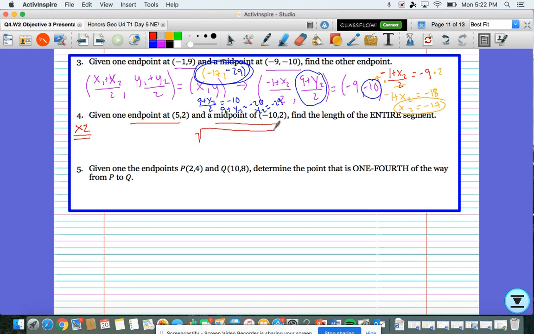The square root of negative 10 minus 5 squared plus 2 minus 2 squared. Oh, that's nice. They're on the same level. Right? My y's are the same, so they're the same y value. It's just going to be a horizontal line. Negative 15 squared, that's just 225, and the y part is 0. So this is going to be the square root of 225, which is 15. Right? And then we're going to take 15 and double it. So the length of the entire segment is going to be 30.